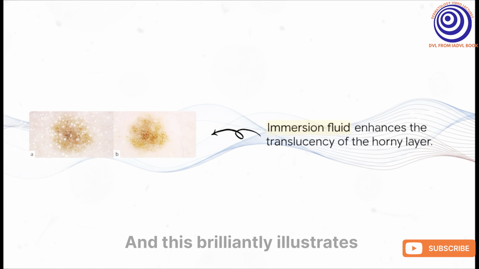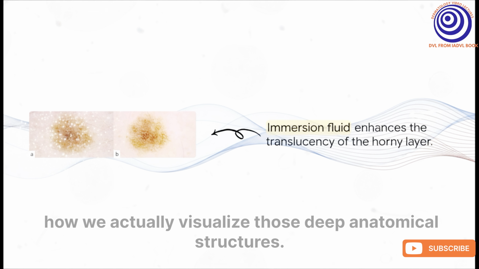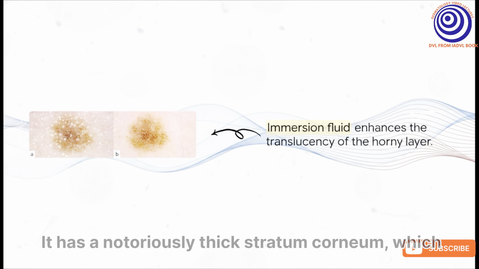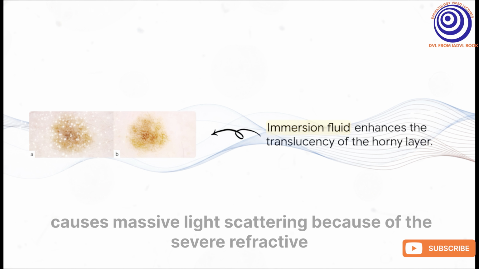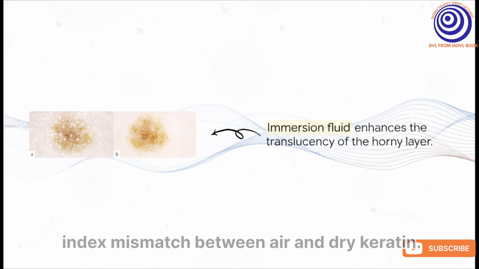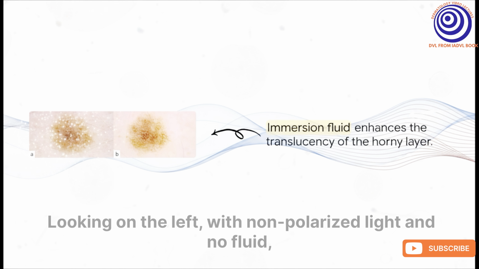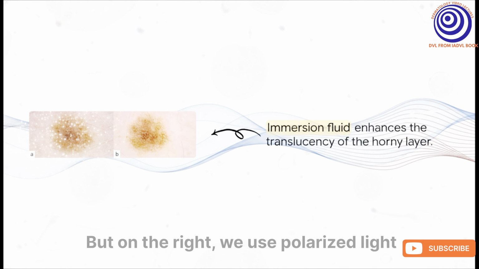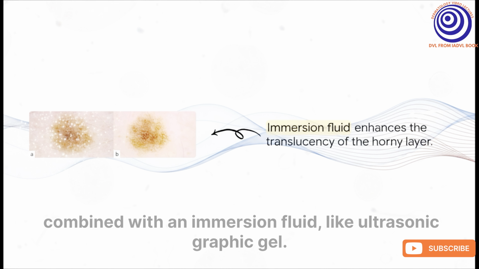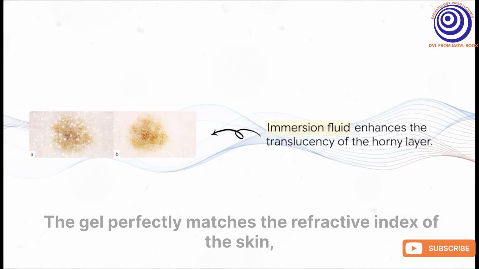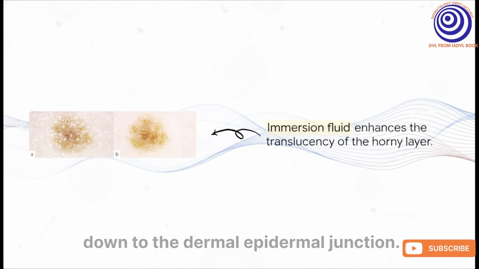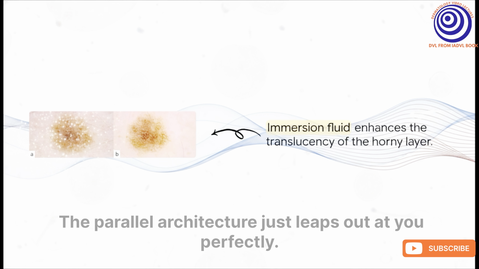And this brilliantly illustrates how we actually visualize those deep anatomical structures. The physics of acral skin are incredibly challenging. It has a notoriously thick stratum corneum, which causes massive light scattering because of the severe refractive index mismatch between air and dry keratin. Looking on the left, with non-polarized light and no fluid, the deeper epidermal pigment is completely obscured. But on the right, we use polarized light combined with an immersion fluid, like ultrasonographic gel. The gel perfectly matches the refractive index of the skin, completely eliminating the scatter and allowing the polarized light to penetrate all the way down to the dermal-epidermal junction. The parallel architecture just leaps out at you perfectly.